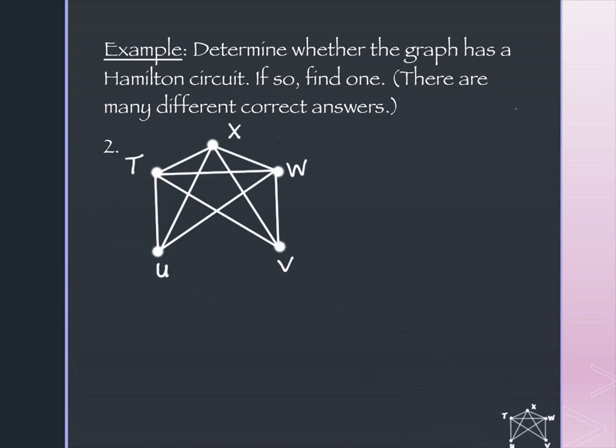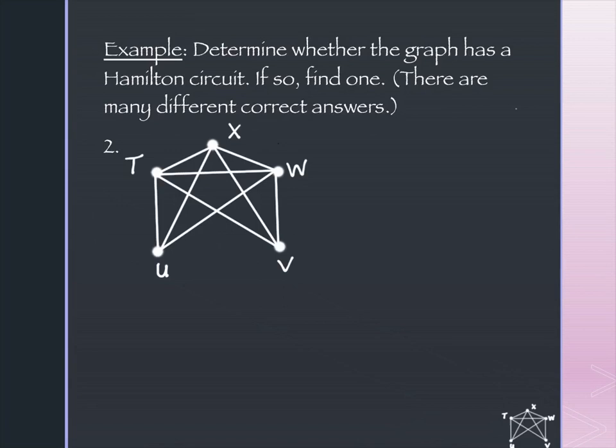Yeah, that bottom line from U to V is not there, right? So this is not a complete graph. So we're not guaranteed that this has a Hamilton circuit. But that doesn't mean that it doesn't. So what we do is we attempt to find one. That's legit what we do.